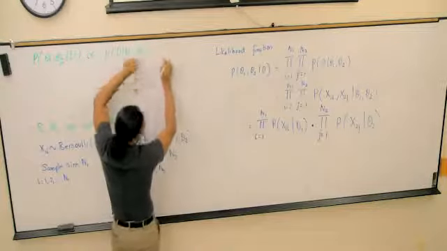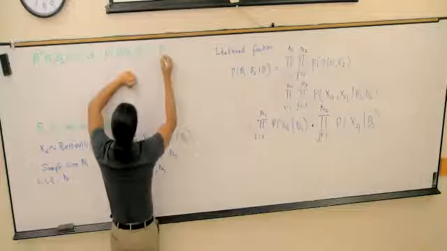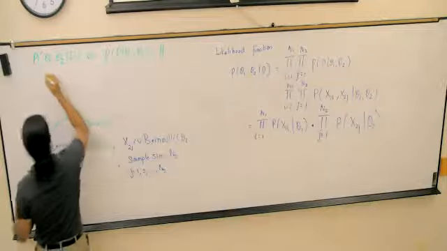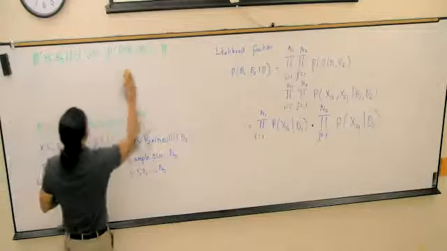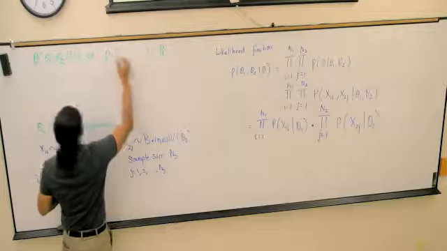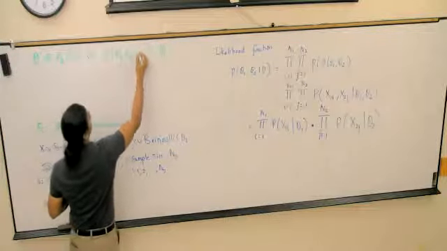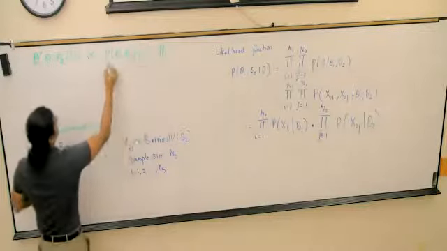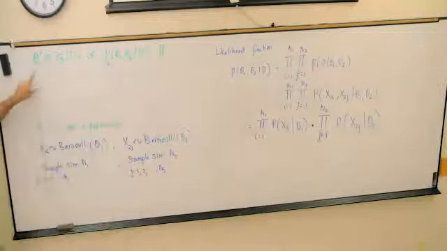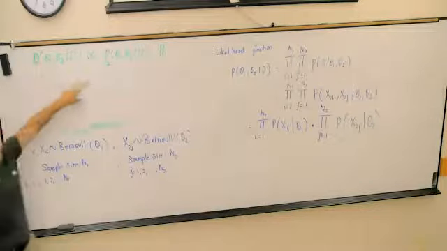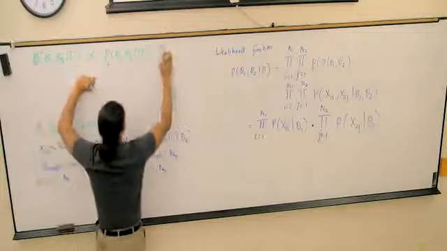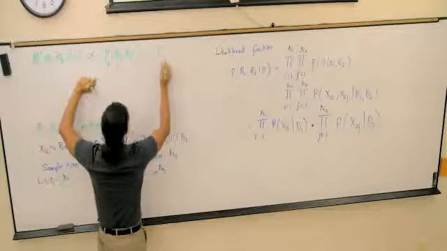Multiplied by the prior. You know what? The book might do it this way, but I'm going to do it my way. Posterior, likelihood, prior. Good.